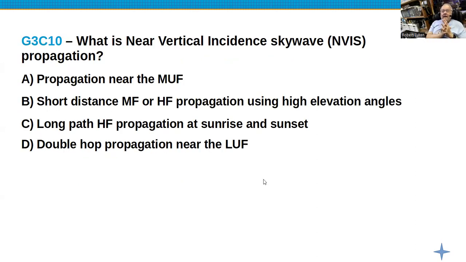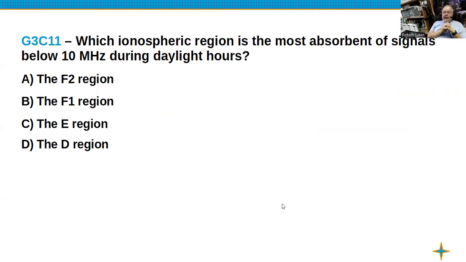What is near vertical incidence skywave? I don't know. Not long path. Bravo. Near vertical, high elevation angles. Which ionospheric region is the most absorbent of signals below 10 megahertz during daylight hours? Delta.